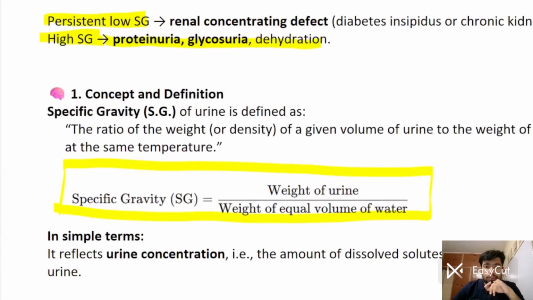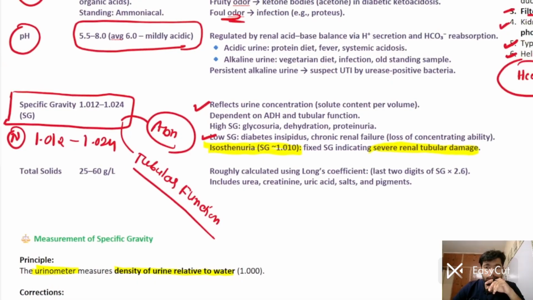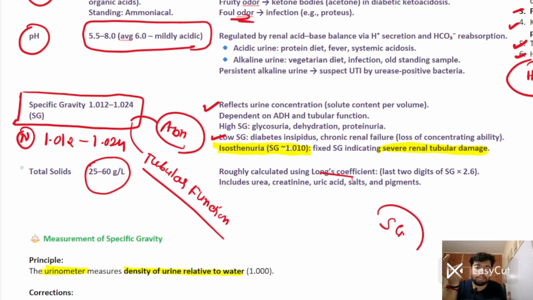Right, now what are total solids? Total solids are the solids present in the urine, and we are measuring in total how much solids are there. Normally it is 25 to 60 grams per liter, and it is roughly calculated using Long's coefficient. Whenever you measure the specific gravity, take the last 2 digits and multiply by 2.6. What does it include? Urea, creatinine, uric acid, salts and other pigments also. Clear?